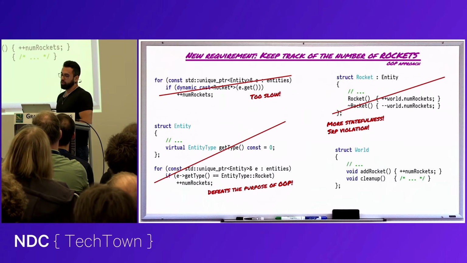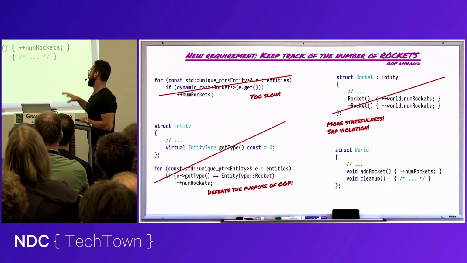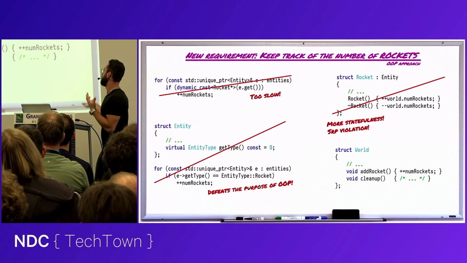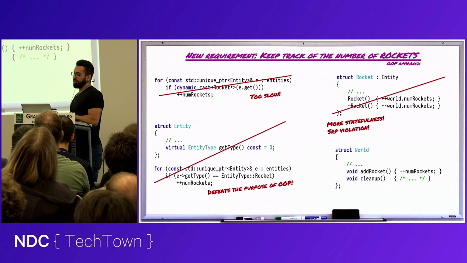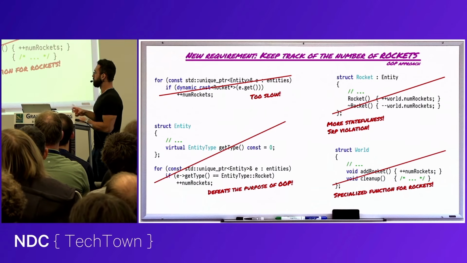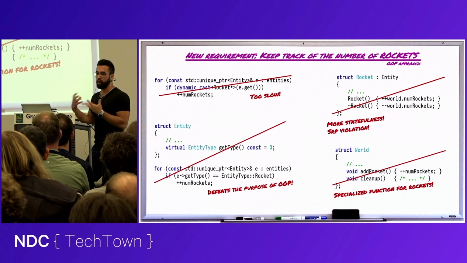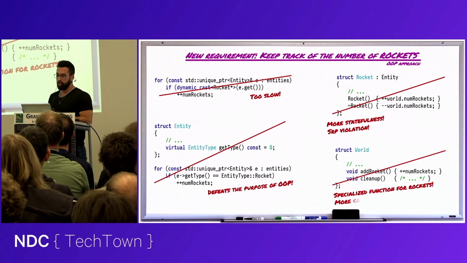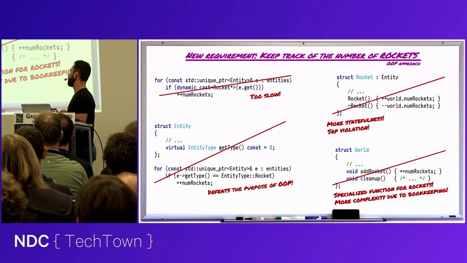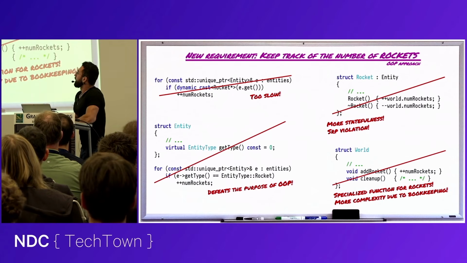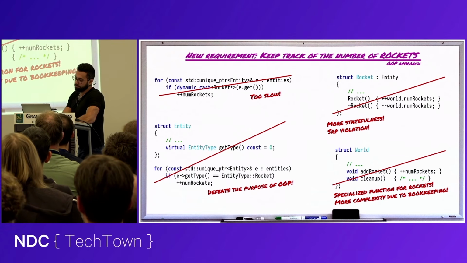And lastly, I tried, okay, maybe I can do something like this. In the world, I can have an add-rocket function that keeps track of the number of rockets, and then when I clean up, I'm going to decrement that. But again, it just doesn't feel right. It's a specialized function for rockets, and the purpose of OOP is that we don't want to think about the derived types. We want to use the base class and forget about what the derived type is. And this also adds more complexity because we have to do all this bookkeeping inside the world. So yeah, I couldn't do this. I couldn't count the number of rockets in a way that was satisfying in OOP.